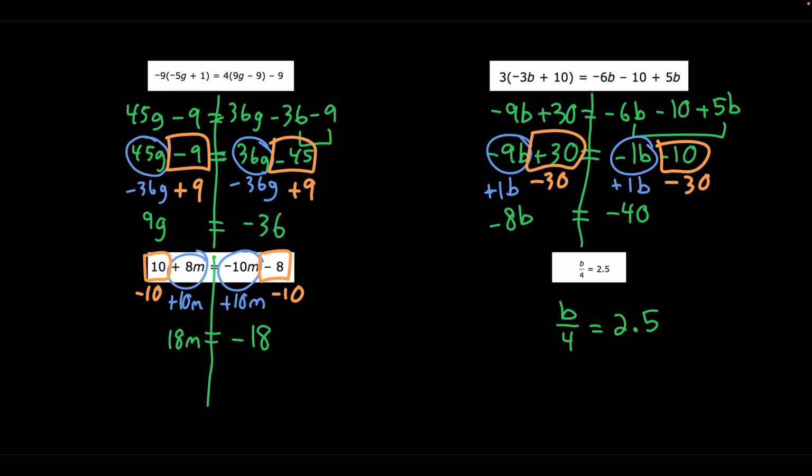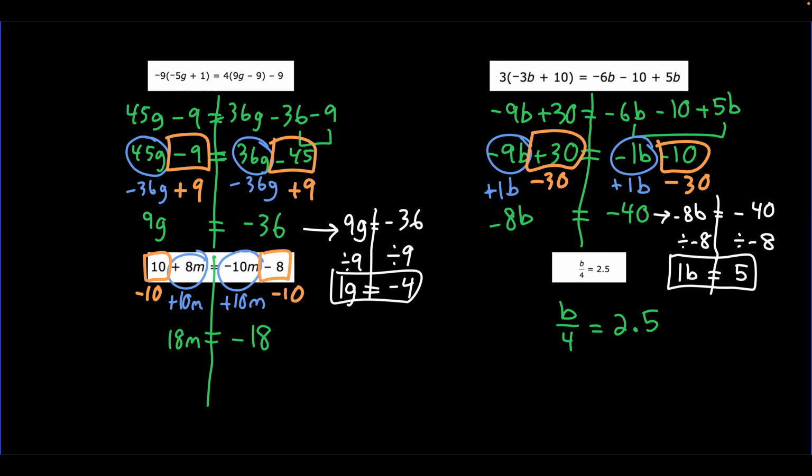Okay, now that you've had time to work these problems, let's check your solutions. For the first problem, I ran out of room, so I did it over here in white. You should have divided by 9 and gotten 1g equals -4. For the second problem, again, final work done in white, you should have gotten 1b equals 5.